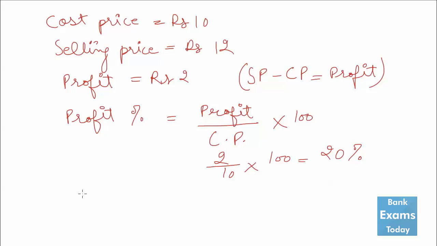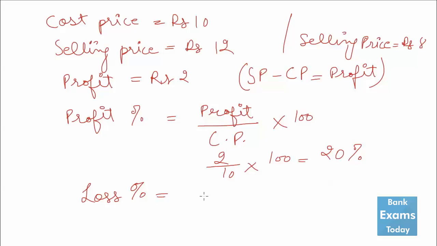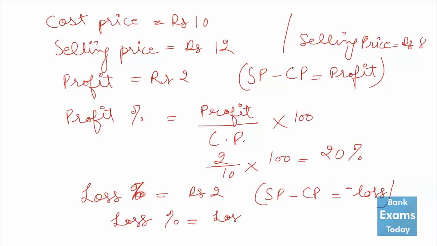In case of loss, if you want to calculate the loss percentage, for example, the selling price is rupees 8 instead of rupees 12. Now you are incurring a loss of rupees 2. So first of all, let's calculate the loss. Selling price minus cost price is equal to loss. It will be negative, so it will be a loss. The loss percentage will be loss divided by cost price multiplied by 100. Similarly, the loss is rupees 2, the cost price is rupees 10, and multiplied by 100, you will get 20% as the loss percentage.